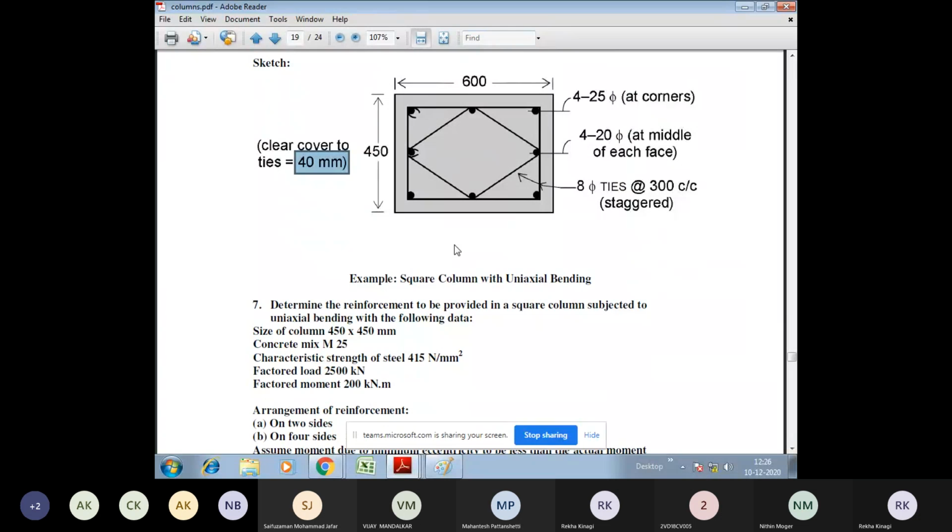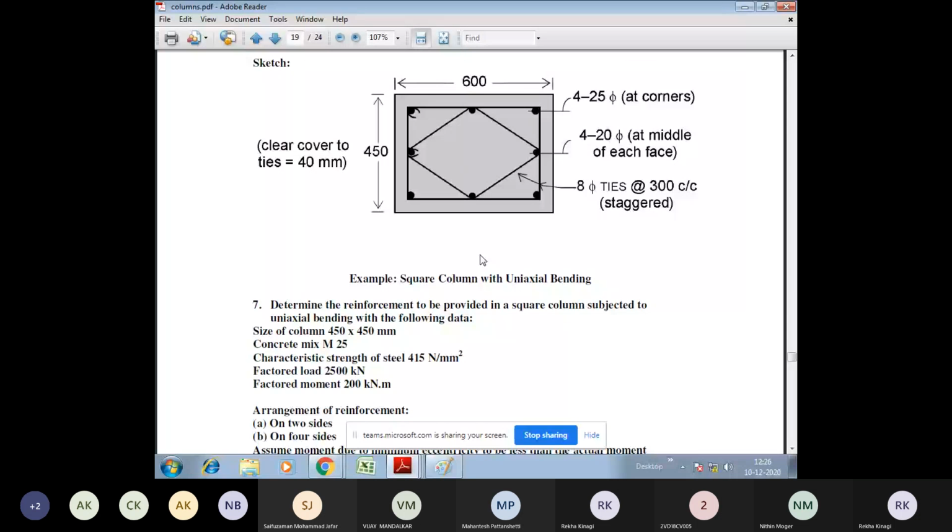Now, with this, we shall end up with the design of axially loaded column. Similarly, you can design it for circular column, square column, and so on.